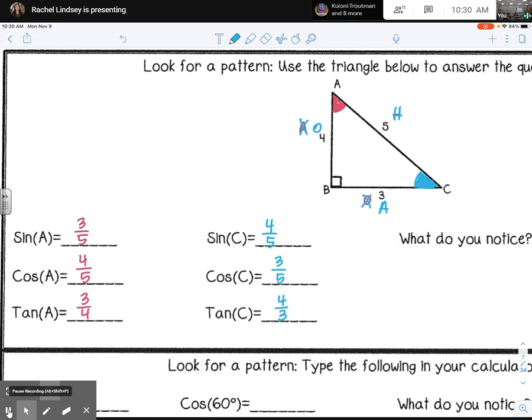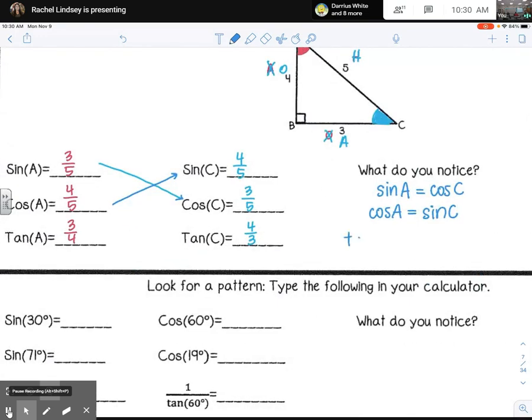What do you notice about sine of A and cosine of C? They equal each other. They're the same. So I'm gonna write that: sine of A equals cosine of C. What do you notice about cosine of A? Cosine of A equals sine of C. And then, what do you notice about tangent A and tangent C? Tangent A and tangent C are reciprocals.